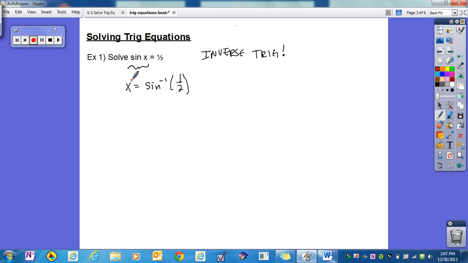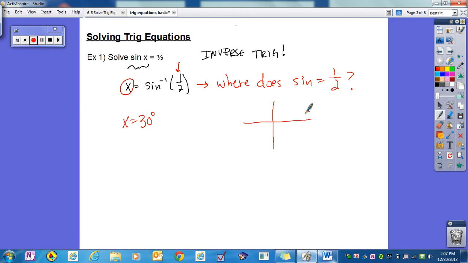Alright, so when you get to this point right here, when x is all by itself, you have sine inverse 1/2. So what I want to know is, where does sine equal 1/2? This is where you have to look at your chart values. If you look at where sine equals 1/2, sine equals 1/2 at 30 degrees. Okay, but this is not going to be my only answer, because this wants to know where sine is a positive 1/2. Alright, so 30 degrees was my reference angle.